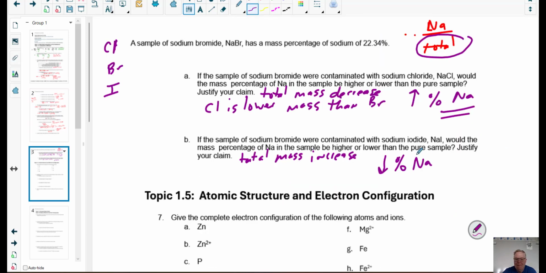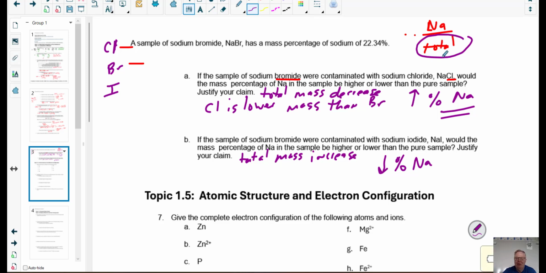All right, so for this next question here, right, we see that sodium bromide, so we have NaBr that has a 22.3% mass of total mass. So if I'm going to change it from bromine to chlorine, well, we know chlorine is lighter than bromine. Chlorine is much lighter than bromine. So our total is going to decrease.